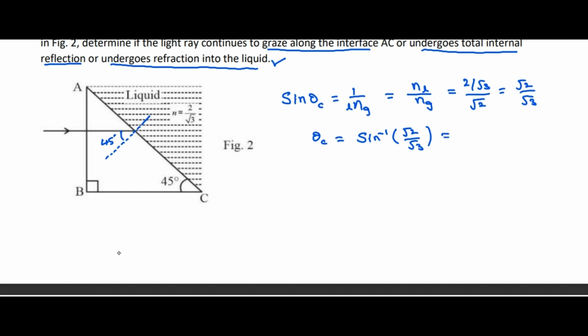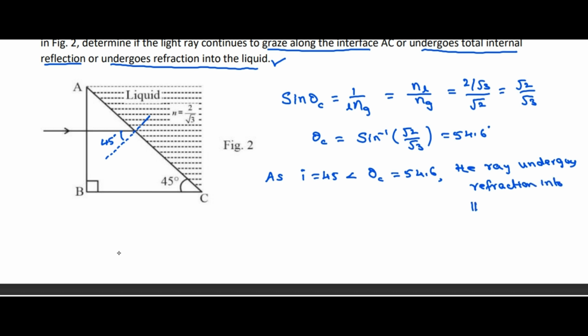That means 54.6 degrees. As the angle of incidence, that is 45 degrees, is smaller than the critical angle 54.6, the ray undergoes refraction into the liquid. That's why it is the answer. Next one.